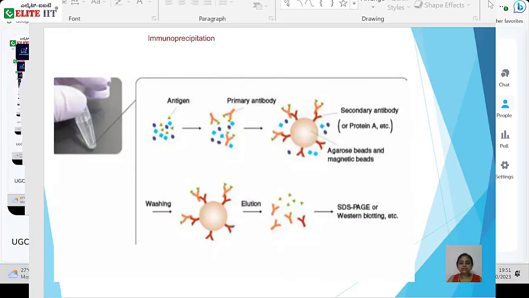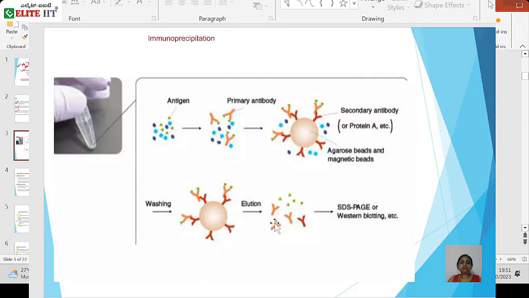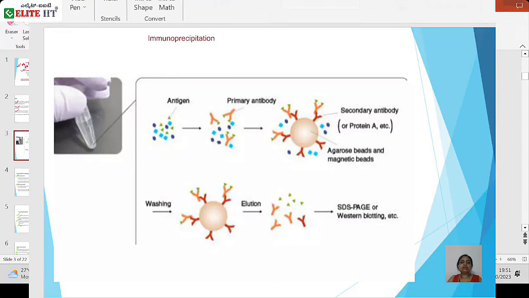See, is it visible? Yes, now it is visible. Primary antibody, secondary antibody, beads, everything is visible. So now see what is happening here. Antigen mixture. In the second picture, primary antibodies are binding with the specific antigen, the green colored antigen. And in the third step, secondary antibody is given. Secondary antibody is attached with a magnetic bead. So this is a magnetic bead or agarose bead. With one agarose bead or magnetic bead, a lot of secondary antibody can bind. So this is happening.